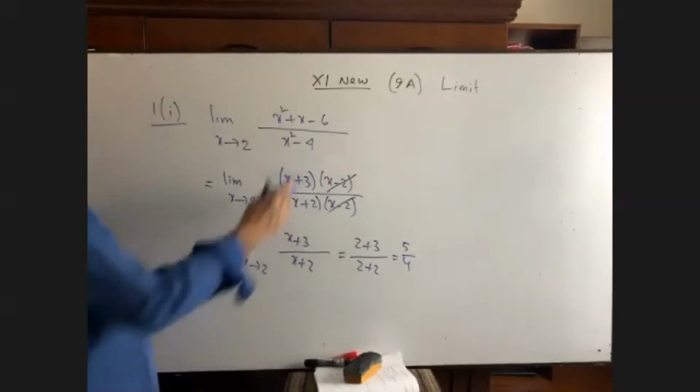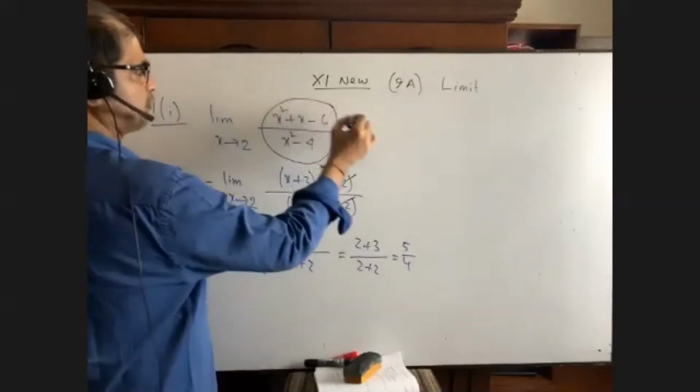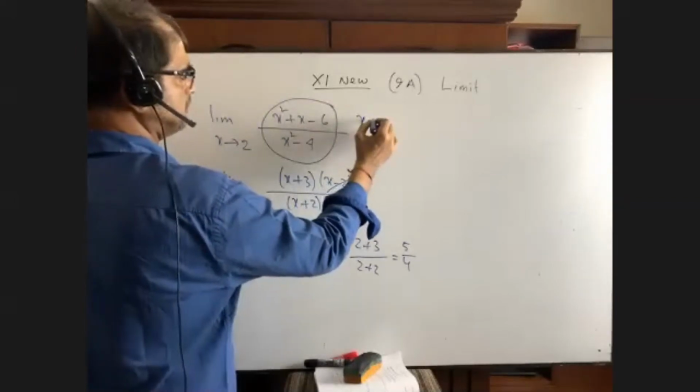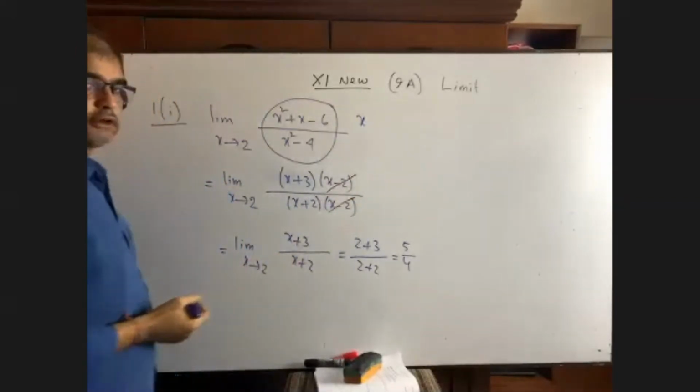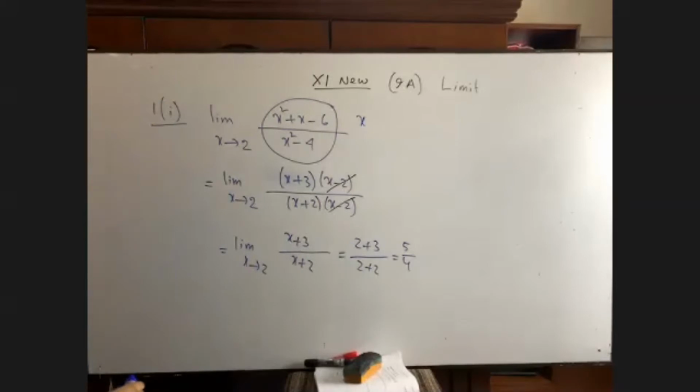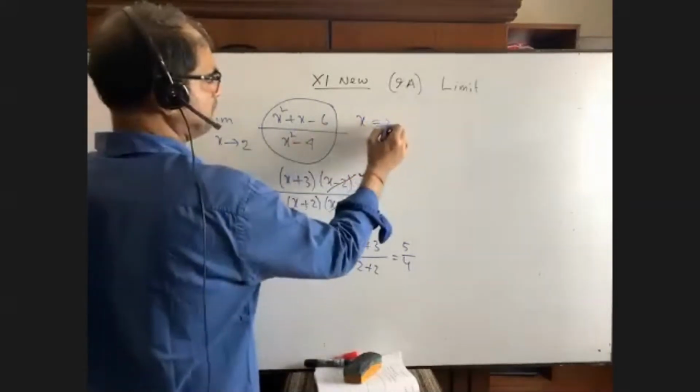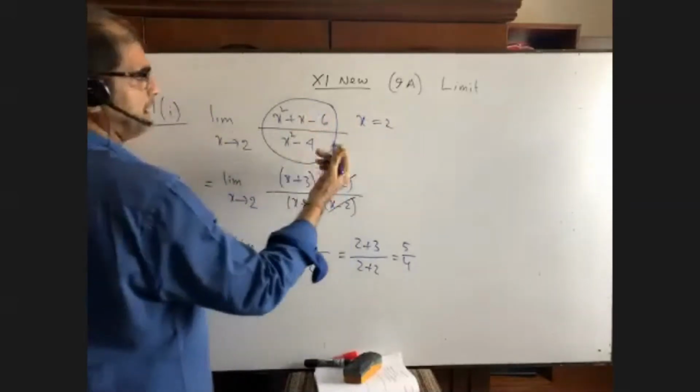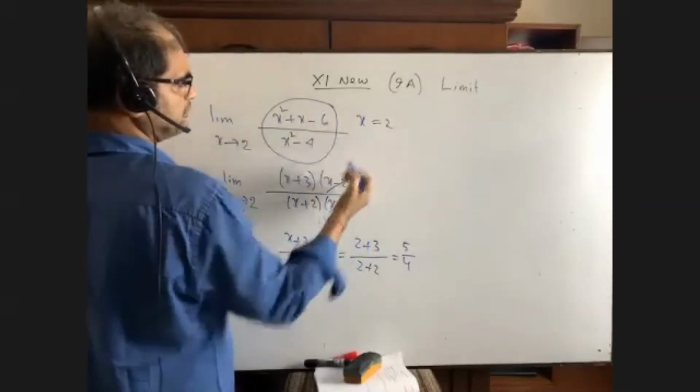But in the original expression, if you put x equals 2, if x equals 2 is put here, then you will get undefined, something by 0.